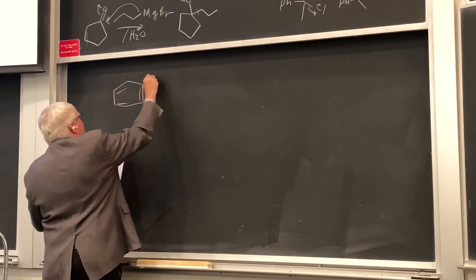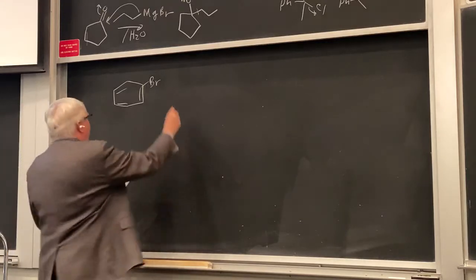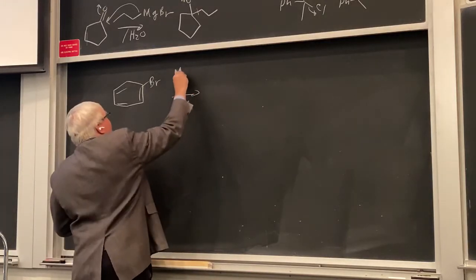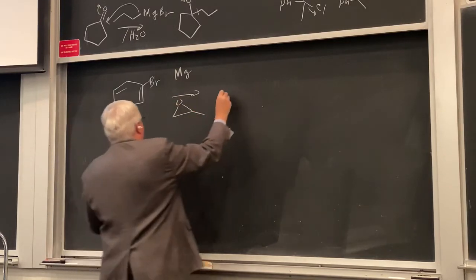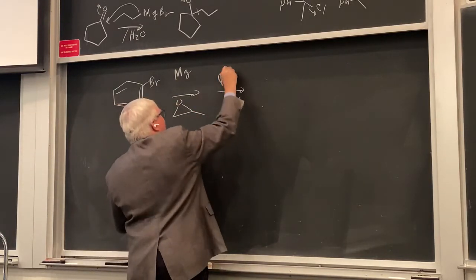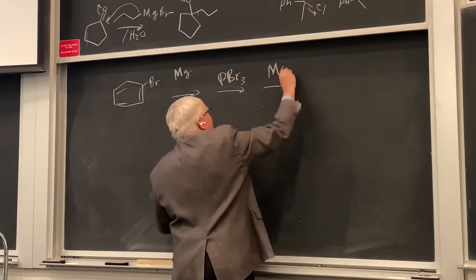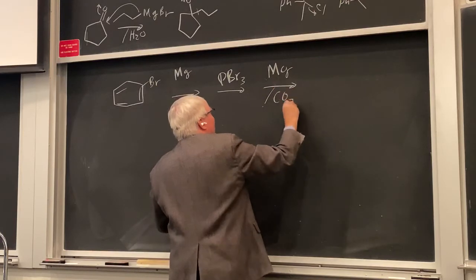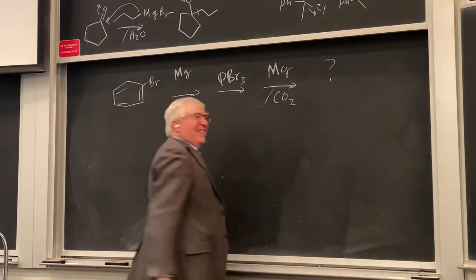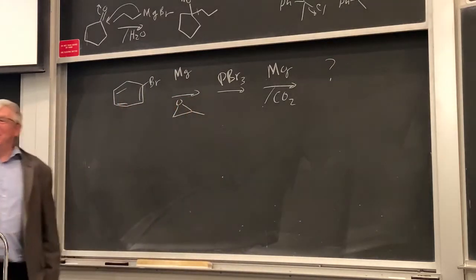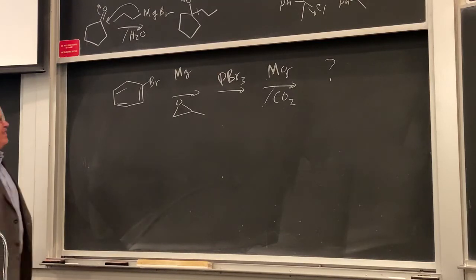And we'll go in the forward direction first here. Let's start with bromobenzene, and we'll react with magnesium first, and then we'll react with this epoxide. Then we'll react with phosphorus tribromide. Then we'll react with magnesium again and add in CO2. What is the product? So this is kind of like the multi-step electrophilic aromatic substitutions, right? Here we've got a 3-step thing. Let's see.